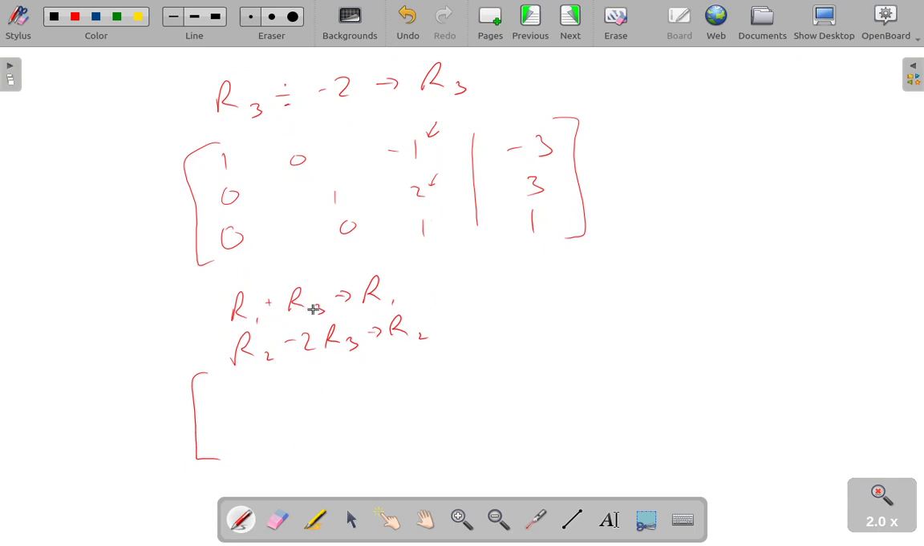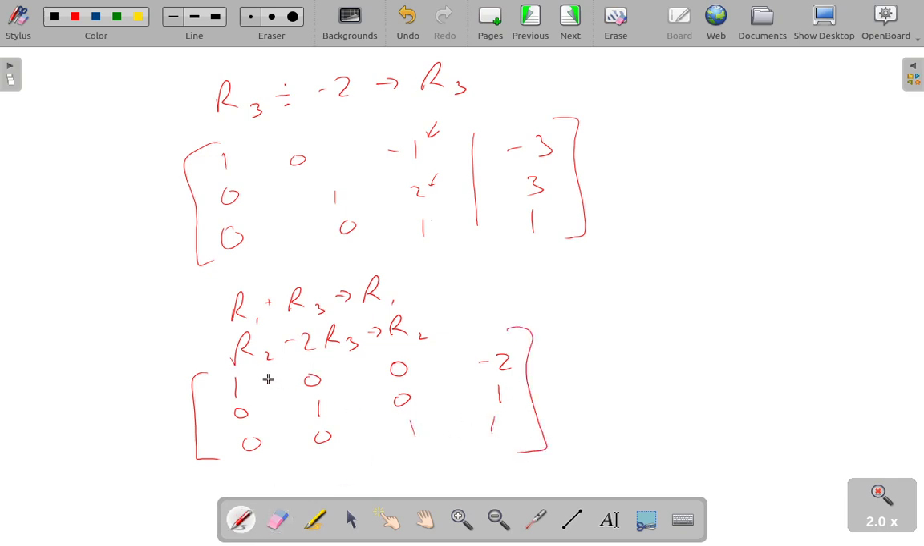So row 1 plus row 3. 1 plus 0 is 1. 0 plus 0 is 0. -1 plus 1 is 0. -3 plus 1 is -2. Now row 2 minus 2 times row 3. This one minus 2 times that is 0. This one minus 2 times that is 1. This number minus 2 times that is 0. And 3 minus 2 is 1. And that last row is already set up, so let me just copy it down.